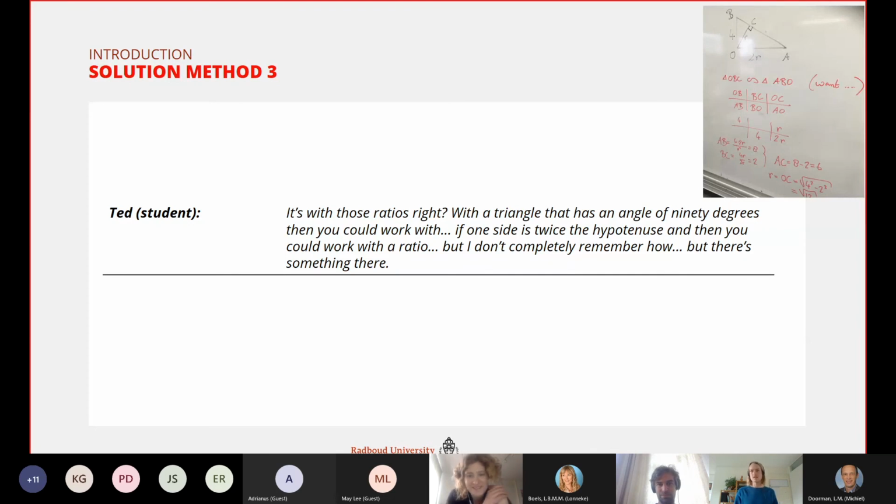A student says: it's with those ratios, right? With a triangle that has an angle of 90 degrees, if one side is twice the hypotenuse, then you could work with the ratio. But I don't completely remember how, but there's something there. Okay, take some time to think. What would you like the teacher to do now, and why?